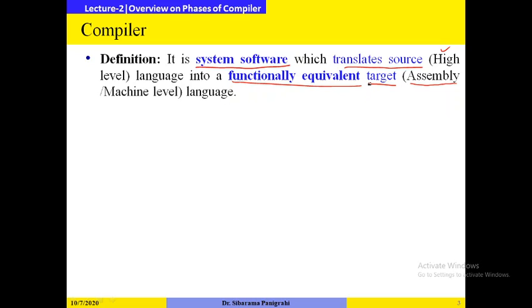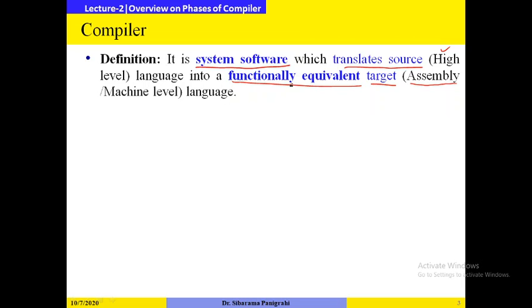So first the high level language is translated to an assembly level language, then by using an assembler, the assembly level language is translated to a machine level language so the machine can understand. But what exactly is a compiler? A compiler is a system software which translates source language into a functionally equivalent target language.